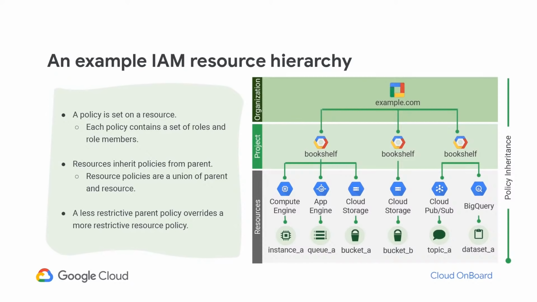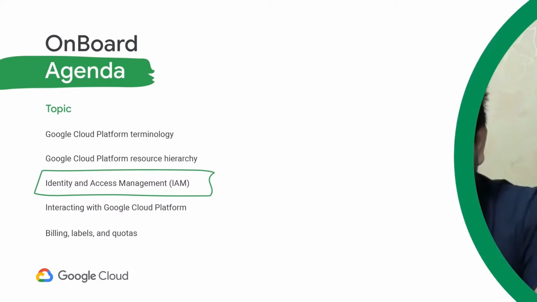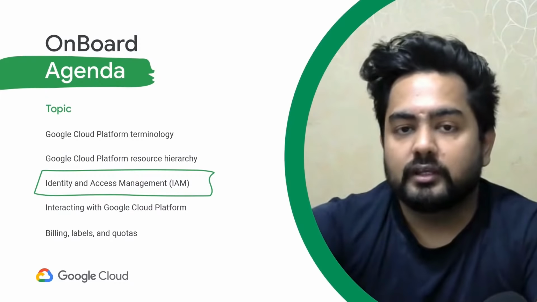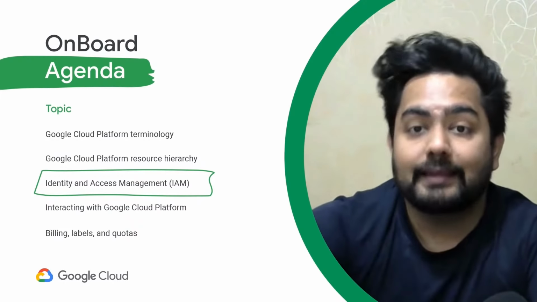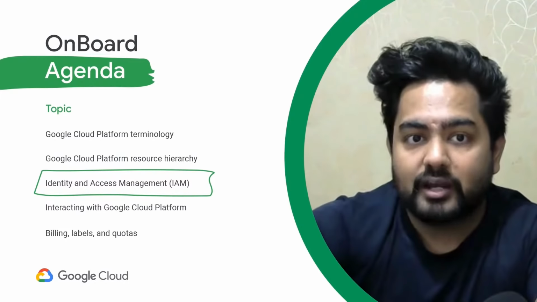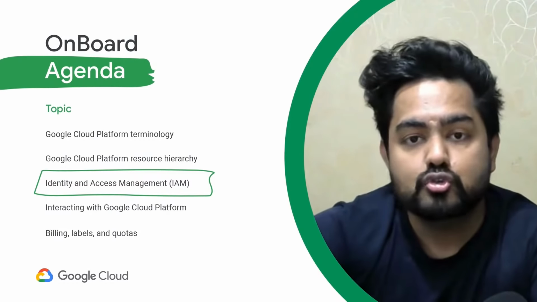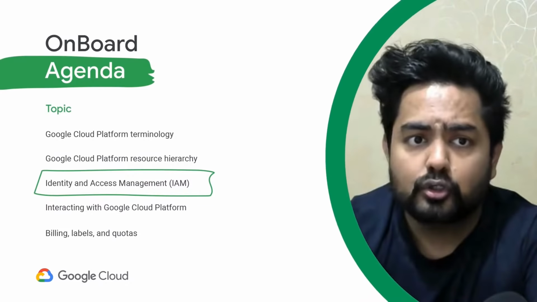The policies at the lower level and the policies at the higher level in this hierarchy: the hierarchy will not take away the access that's granted at the lower level. So the next thing is IAM. One of the favorite things, believe me, and one of the most important things. Now I will introduce you to Cloud Identity and Access Management and how you use it to control and secure your environment.